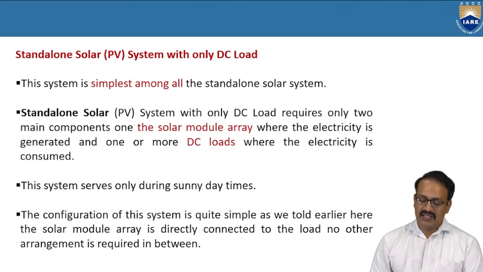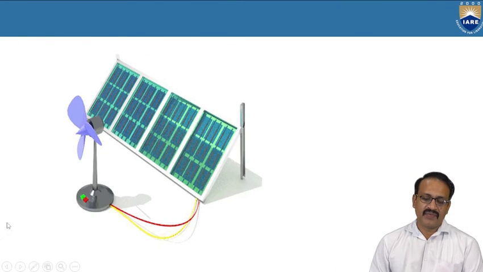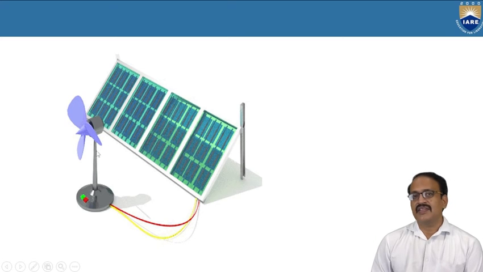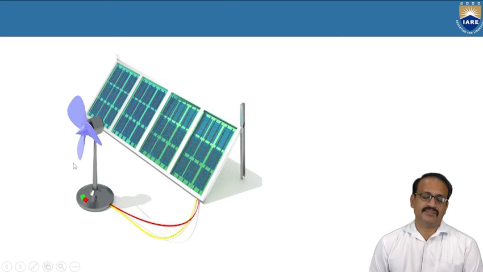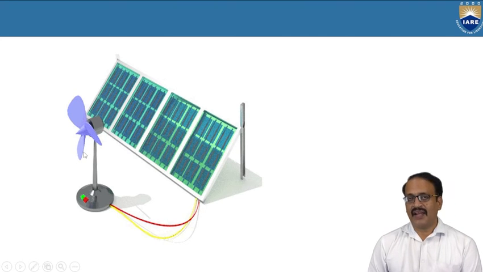So only DC load. If you see this diagram here, there is the load. This is the DC load. The power which is produced will run it directly. With this power, the fan will directly run. In the middle there is no other mechanism, so it will only run with this power. We cannot increase or decrease, we cannot regulate the power which is supplied to this fan.